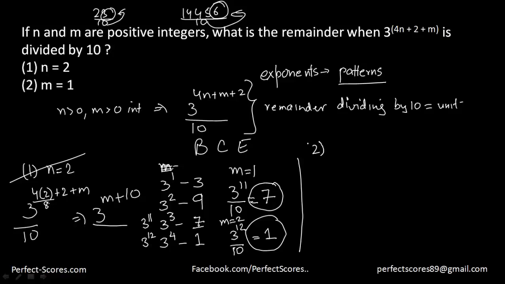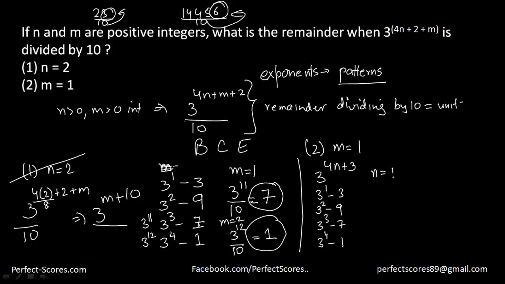Now let's go ahead and plug in the second answer option, which says m is equal to 1. If m is equal to 1, then this expression is going to become 3 to the power 4n plus 3. Now the same cyclicity of 3 is going to follow. I'm just going to write down that cyclicity. The same pattern is going to follow for the remainders of 3. It is going to repeat after every fourth term.